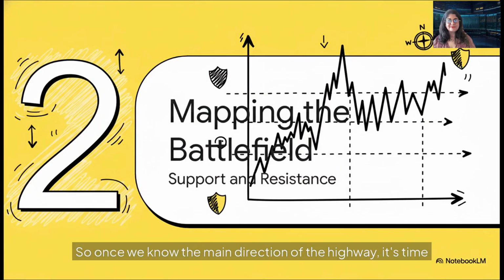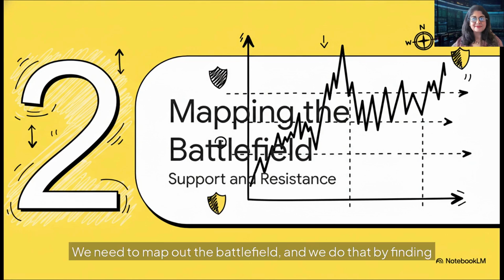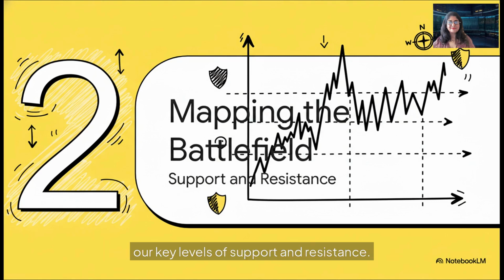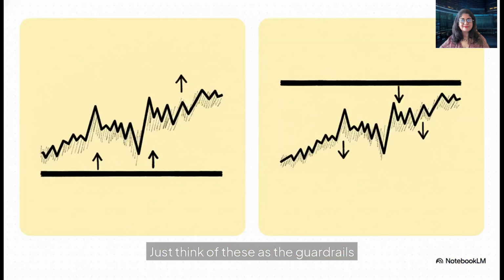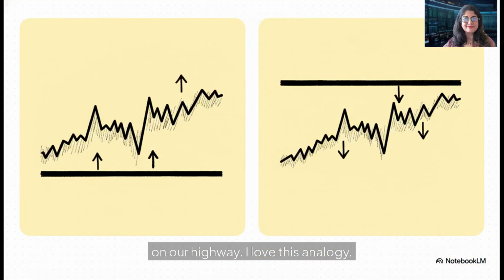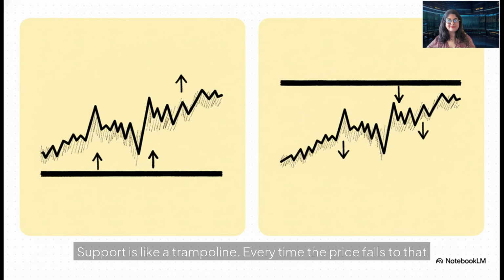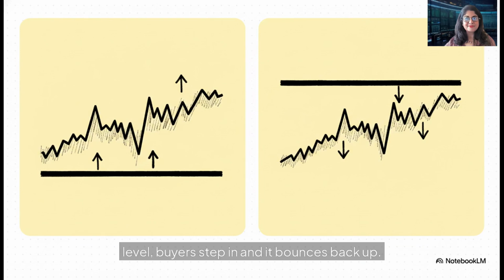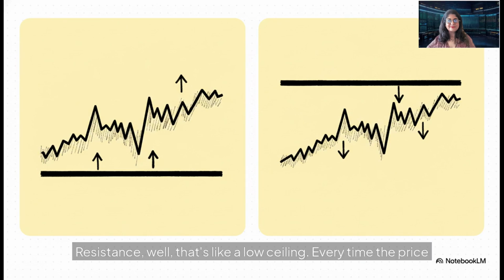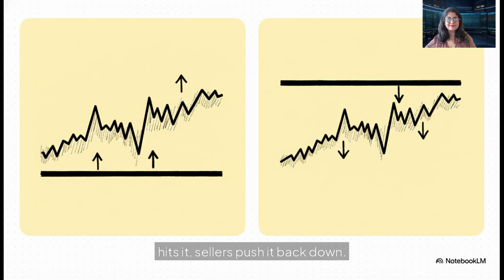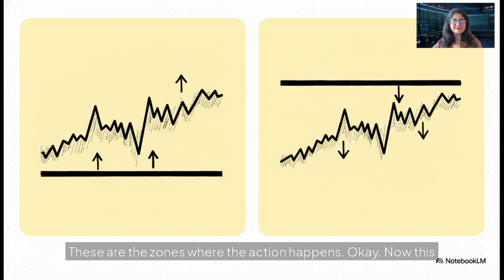Okay. So once we know the main direction of the highway, it's time for step two on our checklist. We need to map out the battlefield, and we do that by finding our key levels of support and resistance. Just think of these as guardrails on a highway. I love this analogy. Support is like a trampoline. Every time the price falls to that level, buyers step in and it bounces back up. Resistance, well, that's like a low ceiling. Every time the price hits it, sellers push it back down. These are the zones where the action happens.